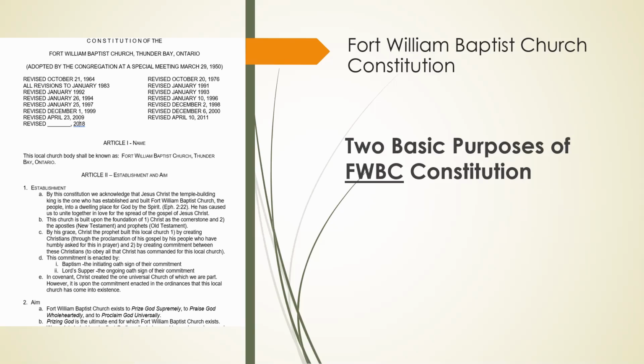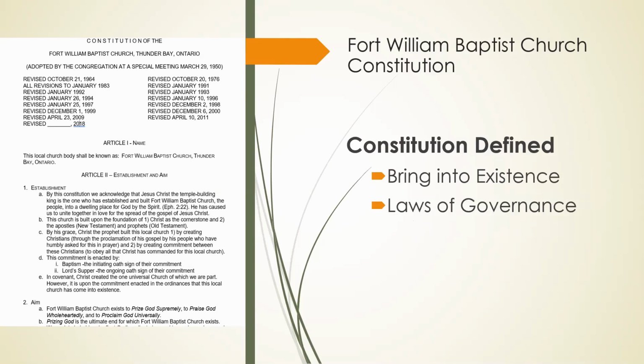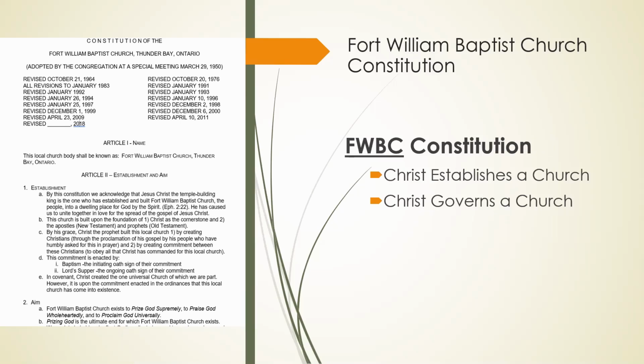So when we think of the Constitution of Fort William Baptist Church, what are the two basic purposes? Well, it states how Christ establishes a church, and it states how Christ governs a church. Note that constitutions in some organizations are simply one page in length. Those kinds of constitutions only fulfill the first purpose, to bring the body into existence. A separate document exists to state its bylaws or governance. And often church constitutions combine the two. This kind of document is properly called an organization's constating documents, and that's what we have.